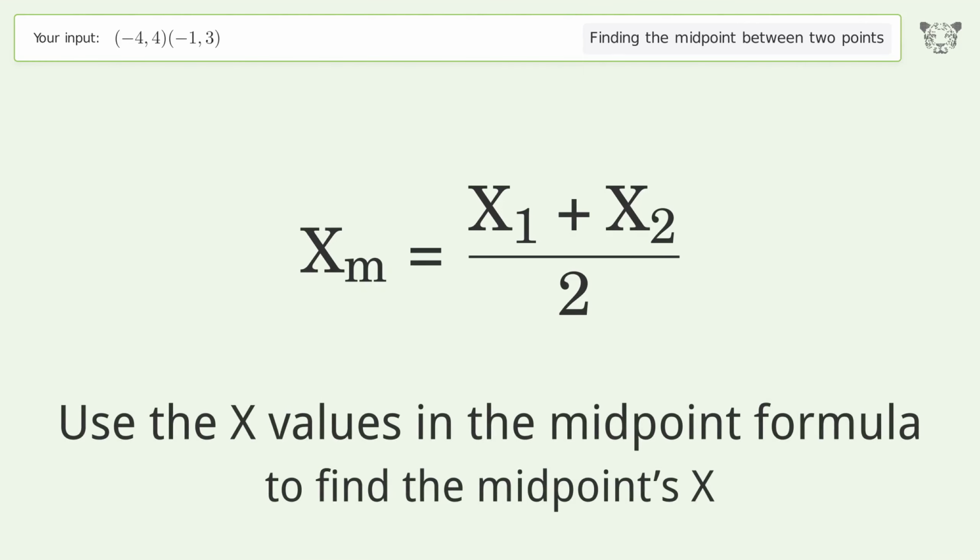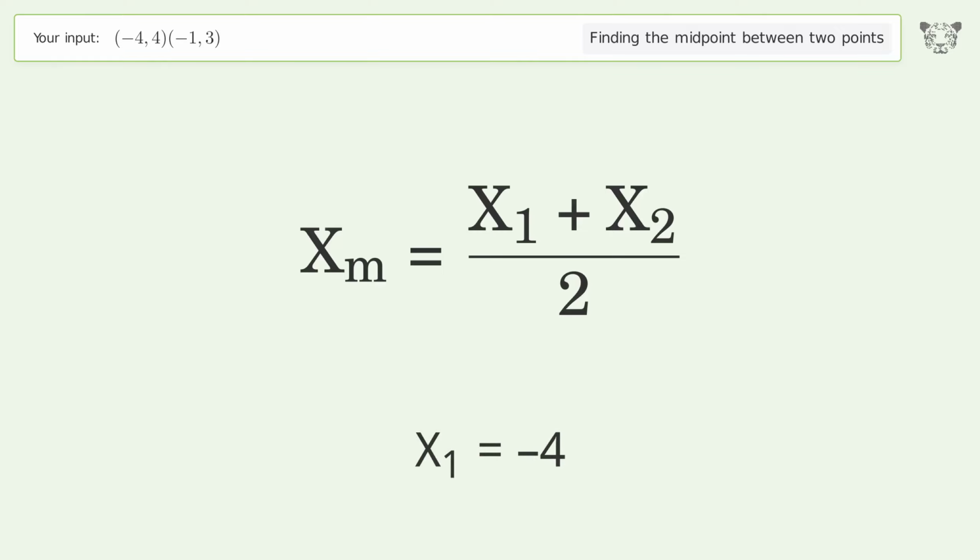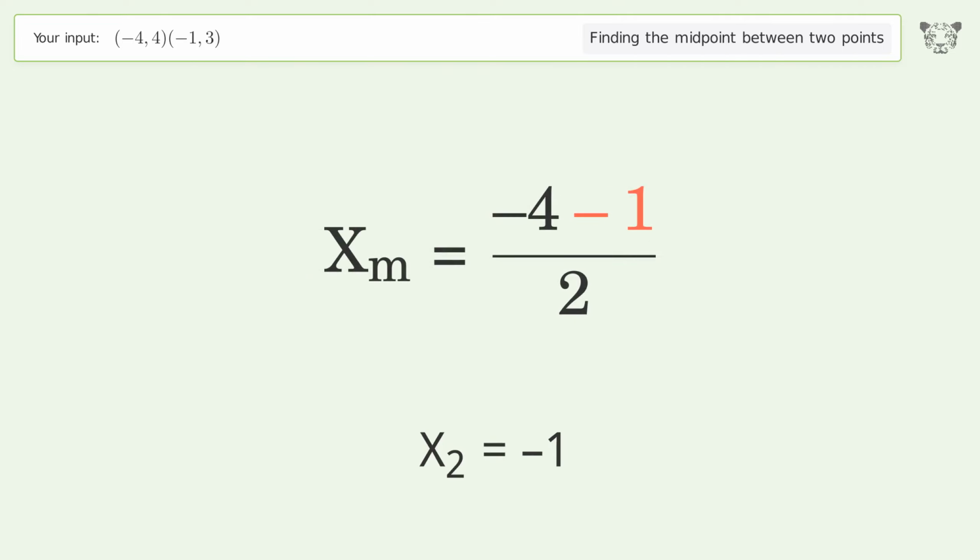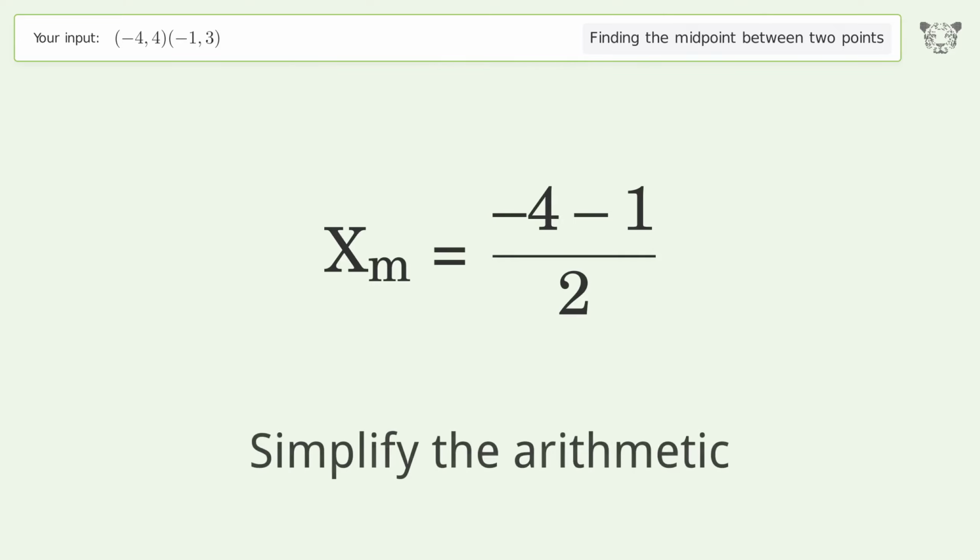Use the x values in the midpoint formula to find the midpoint's x. x1 equals negative 4. x2 equals negative 1. Simplify the arithmetic.